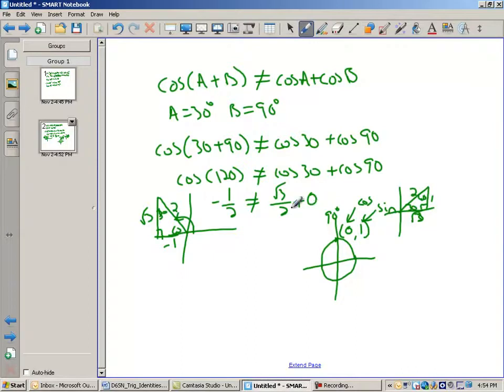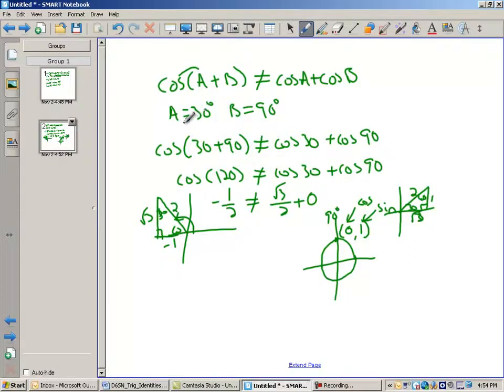Now there will be some of you that will still distribute the cosine through there because you see something outside parentheses and think, hey, it's the distributive property. No, you will not do that with cosine. You can't do it with sine or any trig function. So that's the first thing I want to get out of the way.